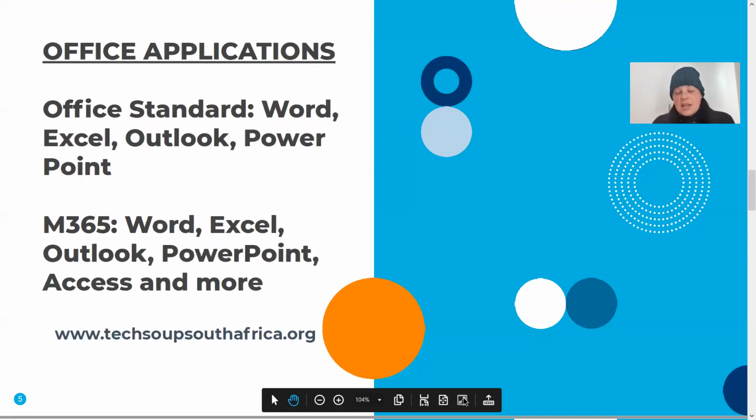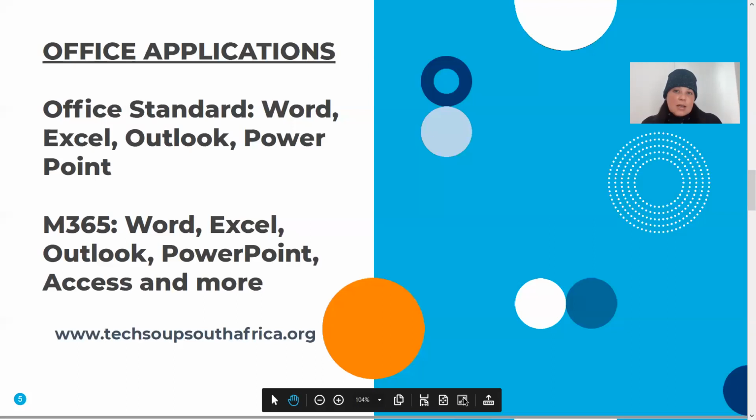Office applications. Now, if you were to get on-premise software through the TechSoup store, you would most likely purchase the Office Standard license. That product at the moment is going for just under 710 Rand ex-VAT. You can cross-check us against retailers. We are the cheapest Office Standard resellers on behalf of Microsoft for nonprofits in South Africa. And with that you're going to get access to Word, Excel, Outlook, PowerPoint.